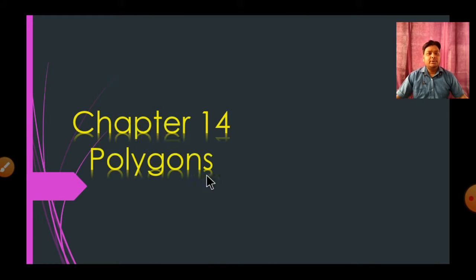Chapter 14, polygons. In the previous class, we discussed the definitions of polygons and their types, and we solved some examples also. Now, students, today we will discuss some more definitions and some more questions. So our topic today is to explain some more definitions with some more questions. Okay, students, now let's start the class.